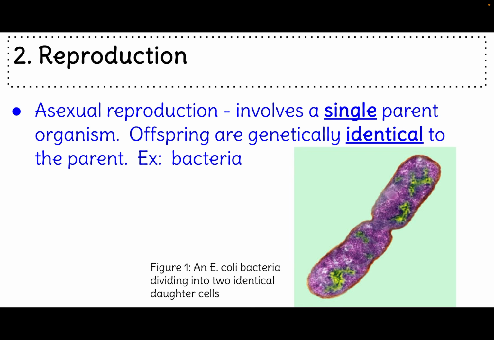There are two types of reproduction you need to know about, the first being asexual reproduction. Asexual reproduction only has one parent, so it's a single parent organism. Offspring are going to be genetically identical to the parent. An example here is bacteria. In figure 1, we have E. coli bacteria, and the way in which asexual reproduction works is that this organism will divide into two identical cells. So it'll copy everything on the inside and then split directly in half. So we have more copies of that one organism.